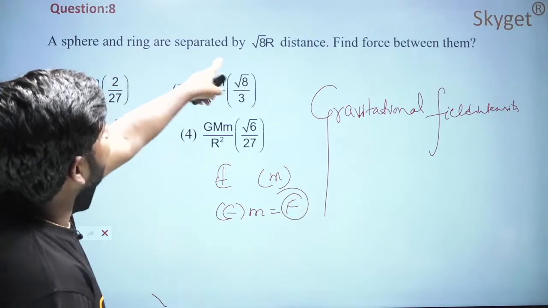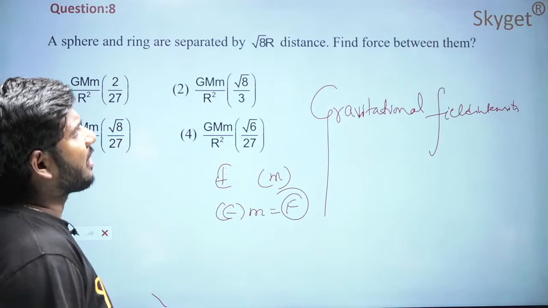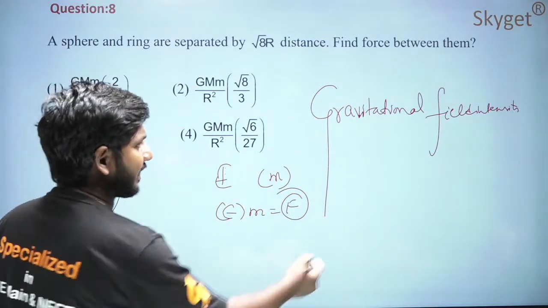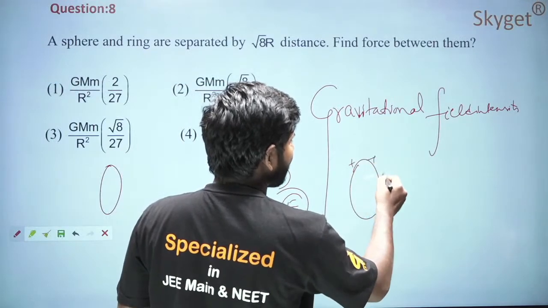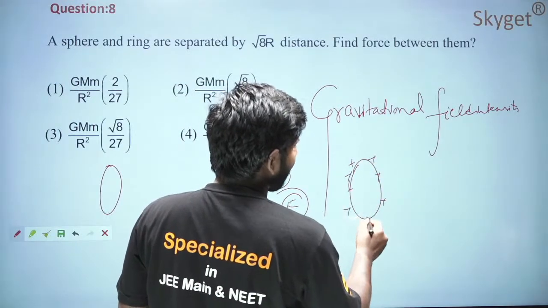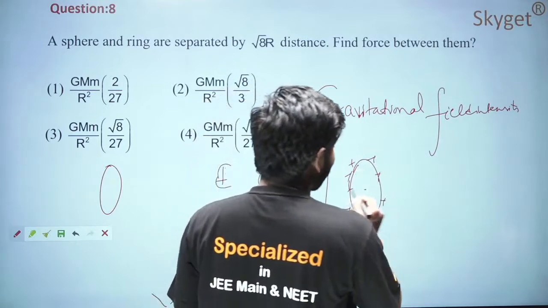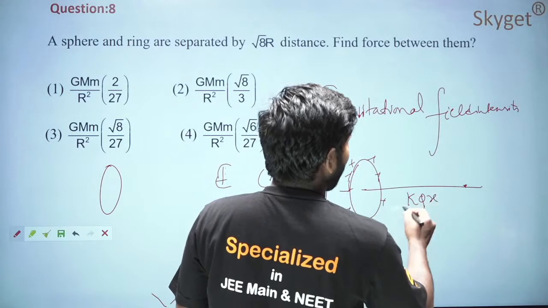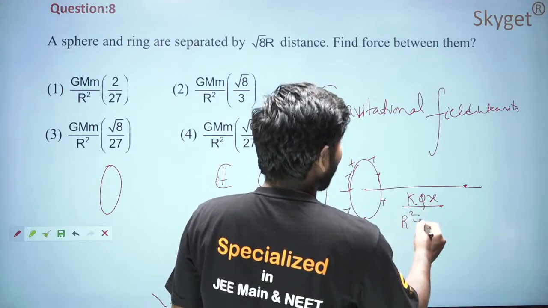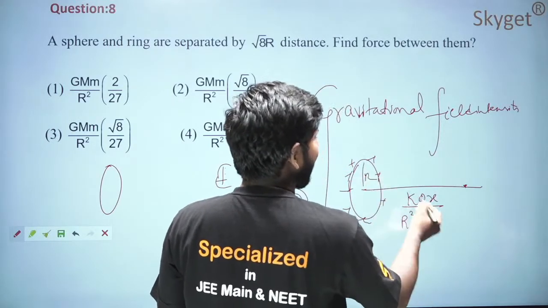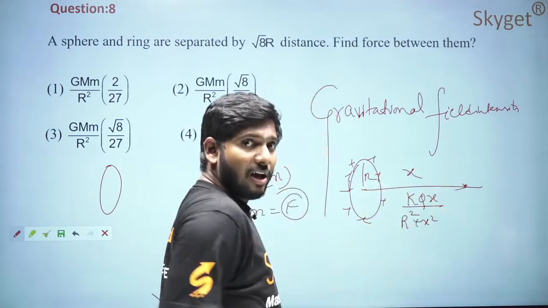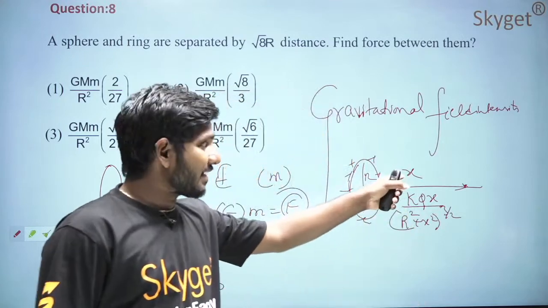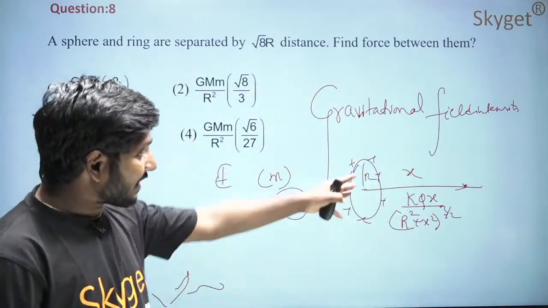Now, sphere and ring are separated by root 8r distance, find the force between them. For a ring, in electrostatics also you might have studied, if a positive charge is uniformly distributed on a ring, what is the electric field intensity on the axial point? That will be kqx by (r square plus x square) whole power 3 by 2, where r is the radius of the ring and x is the distance of the point from the center on the axis. This is the value for electric field intensity.